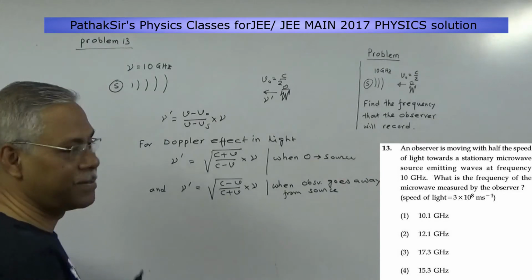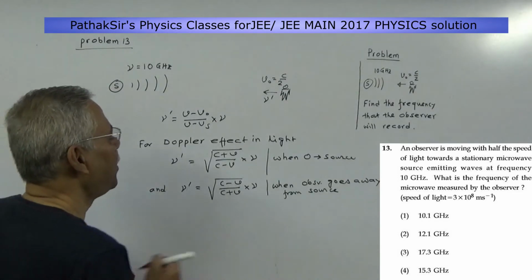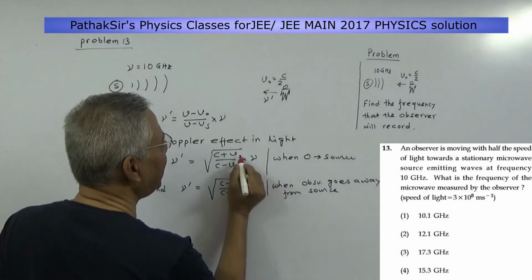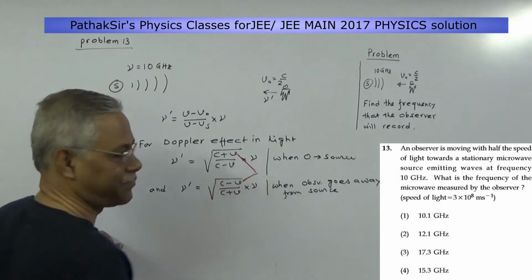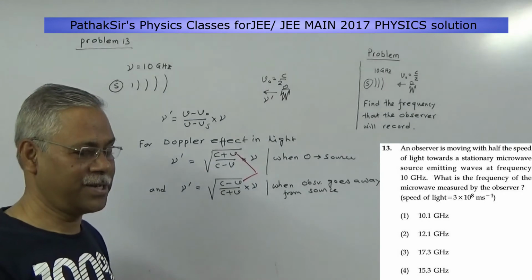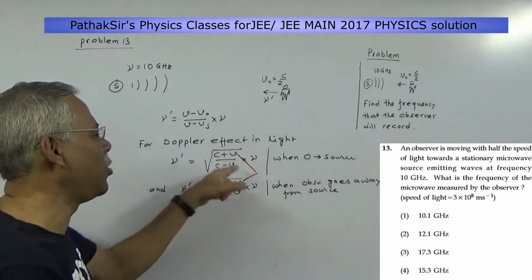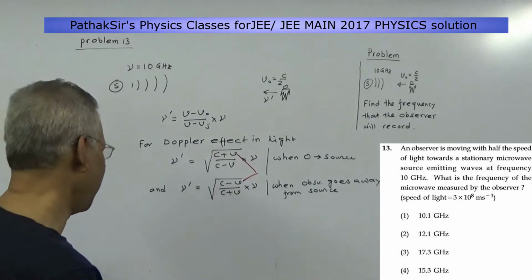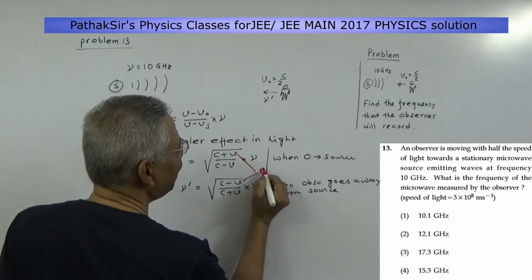And what exactly is v? C is the velocity of light, but remember v is the relative velocity between the source and the observer. You will put in the value of the relative velocity. Okay, v is the relative velocity.